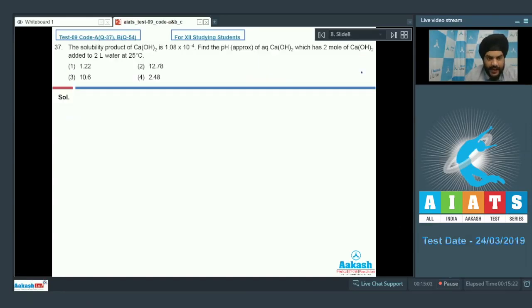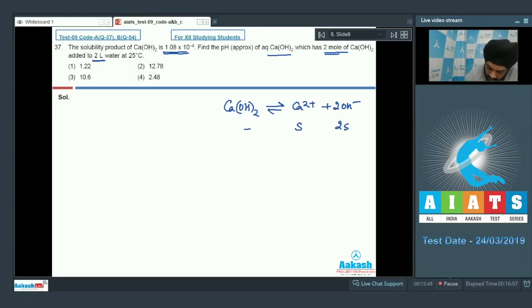Question number 37. The solubility product of calcium hydroxide is 1.08 into 10 to the power minus 4. Find the pH of aqueous calcium hydroxide which has 2 mole of calcium hydroxide added to 2 liters of water at 25 degrees C. So students, if we try and figure out the concentration of calcium hydroxide which is soluble in water, we have to solve for the Ksp value. We have calcium hydroxide dissociating into calcium 2 plus ions and 2 OH minus ions. If the solubility is assumed to be S mole per liter, we're going to have S and 2S. Now we can solve for the Ksp value.